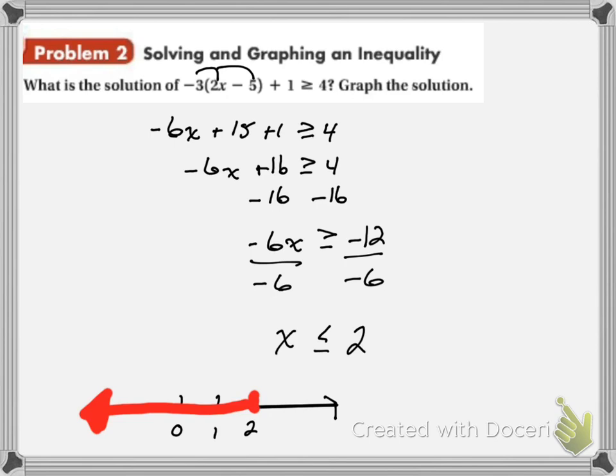So dot on closed circle on 2, draw a line to the left. Why? Less than.